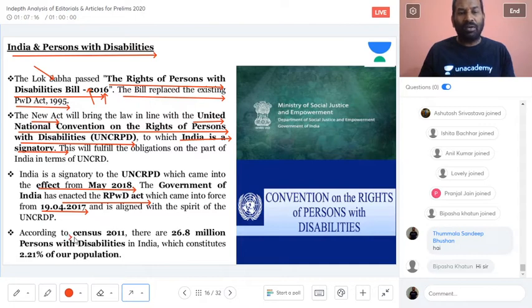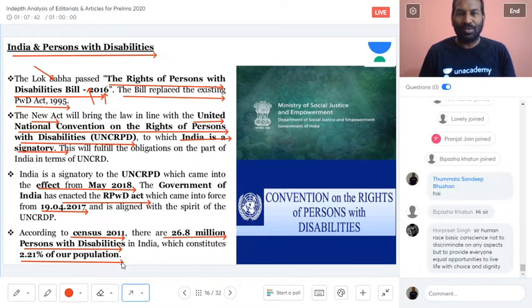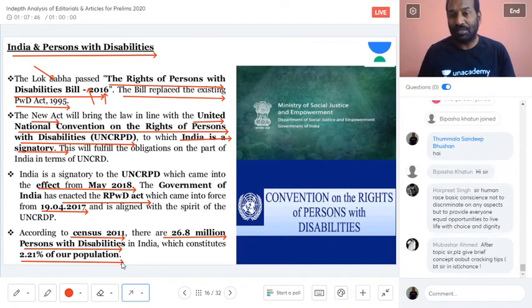Fine. And then according to the census 2011, India has 26.8 million. We were talking about 15 million there, but this is the new data. It is 26.8 million people with disabilities, that is PWD, and that constitutes 2.21% of the population. Just imagine if the 2021 census comes up, then what will be the situation of the count later on.